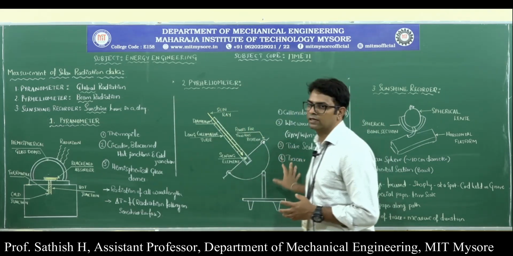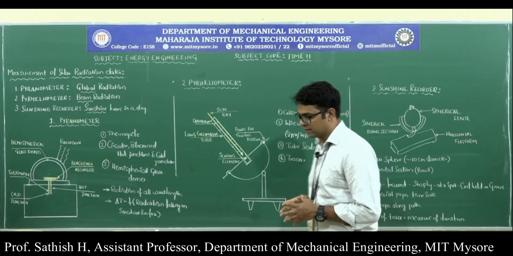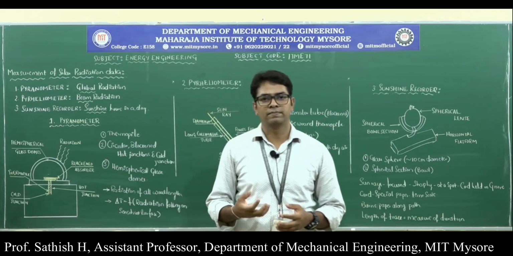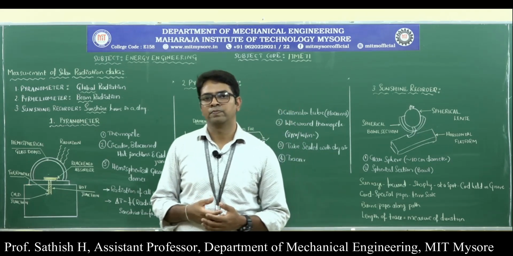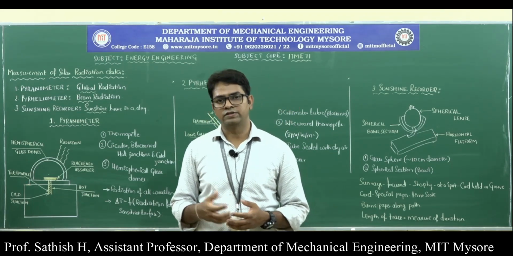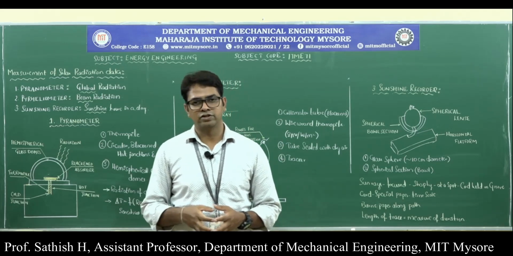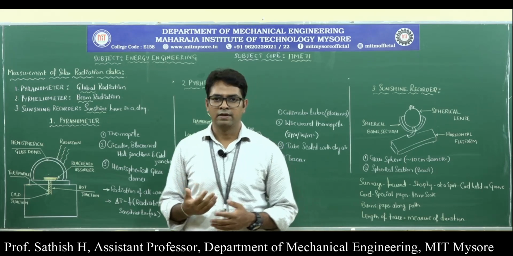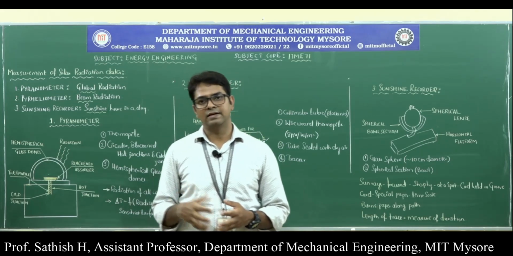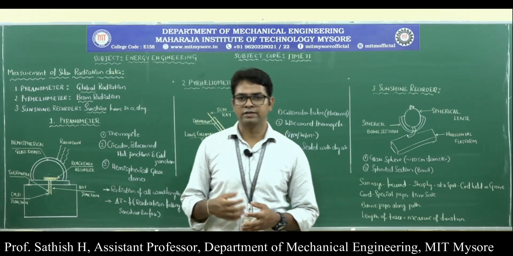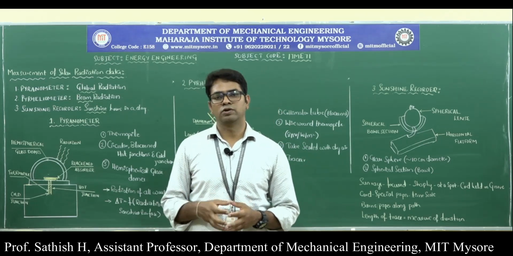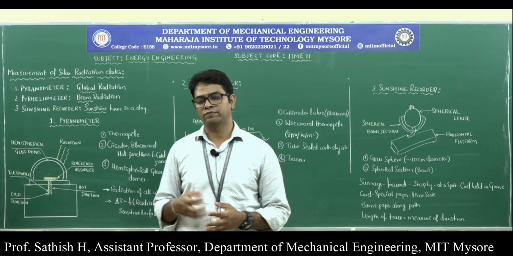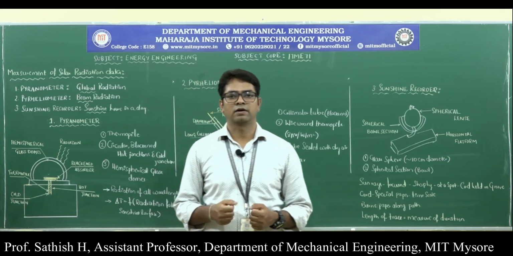This is about the construction and the working principle. Basically, it is used to measure the beam radiation. It consists of a long narrow tube called a collimator tube, with diaphragms, and the inside of this tube is blackened. A single ray of beam radiation enters this tube, and it is absorbed by a wire wound thermopile kept at the bottom of the long narrow tube.